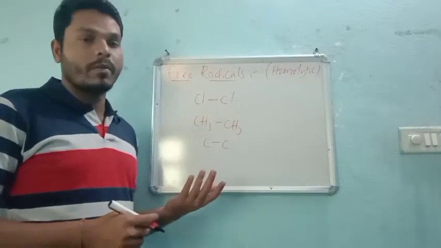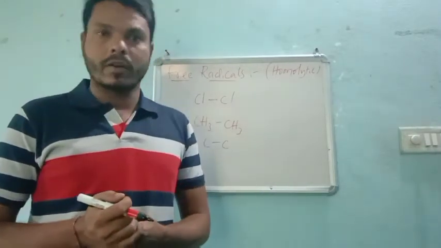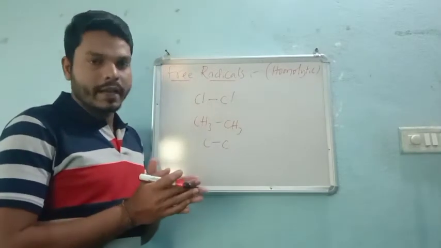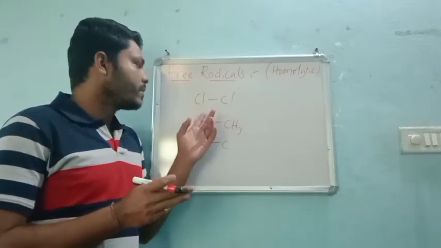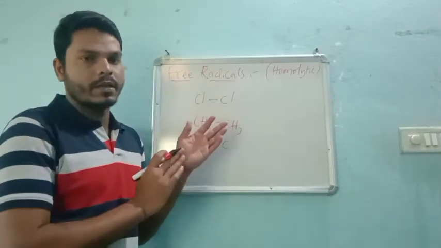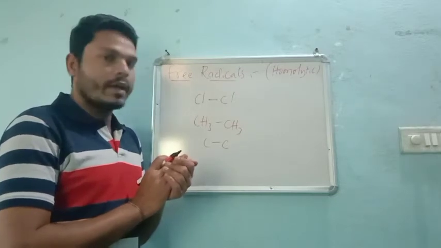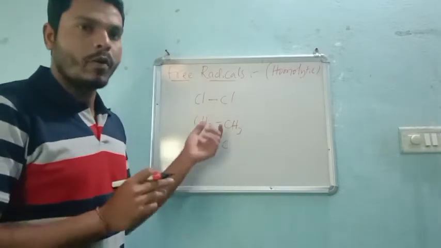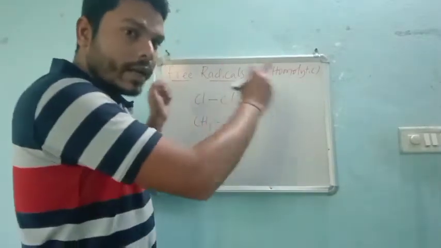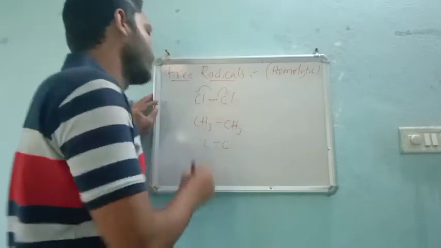If there are three bonds present between any two elements, then how many electrons do we require? Six electrons, right? In the same way, because they have the same energy, whenever a bond breakage takes place with suitable energy, the bond will definitely break. This bond will break in such a way that, because they have the same energy, one electron will move towards this carbon and the other electron will move towards the other carbon, right?